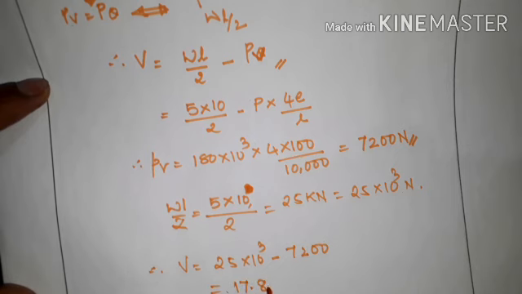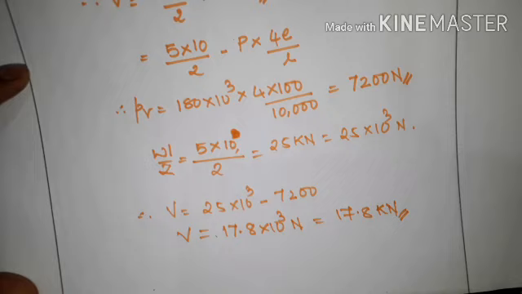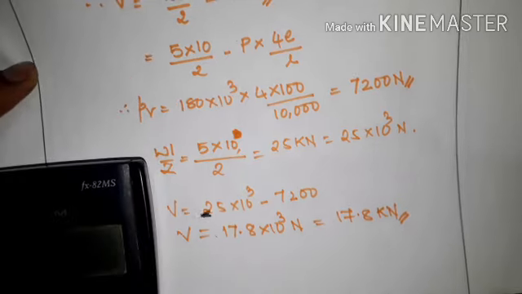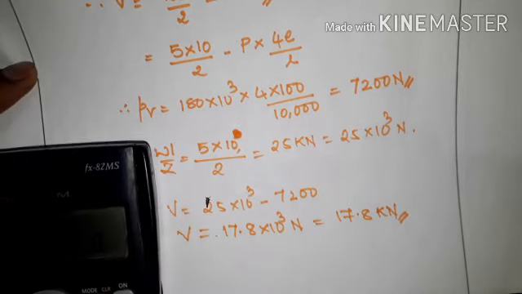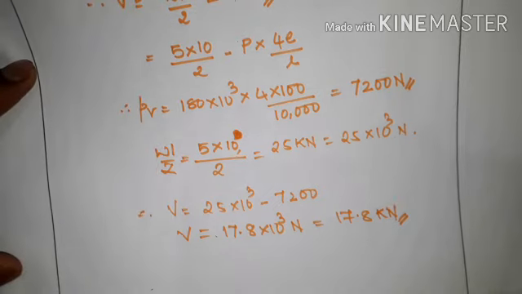So we get the design shear as 17.8 into 10 raised to 3 Newton or 17.8 kilonewton. This is the maximum shear. Let me check. Yes, it is 17.8 kilonewton. Understood?